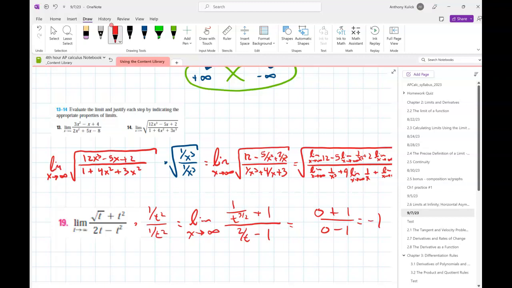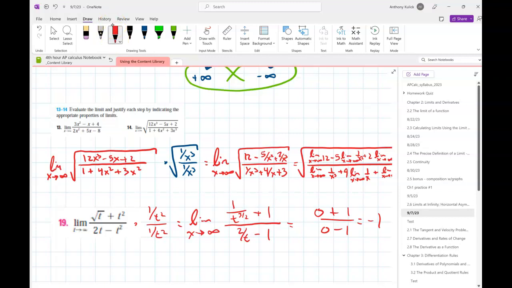Awesome! That's exciting. Yeah, 100%, that's what you should have done. Again, if we think about this in terms of what's growing fastest, the t squareds are growing fastest. Nothing else matters. So it's really just t squared over negative t squared. Negative 1. Done.